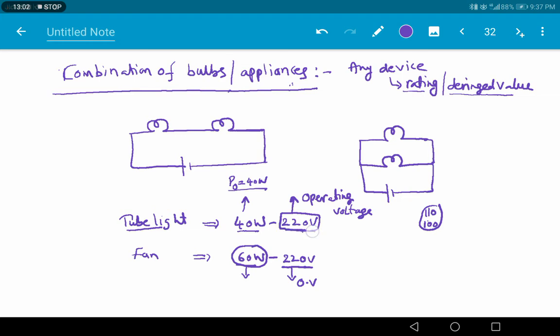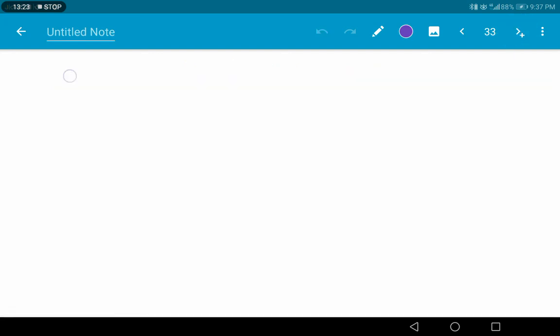Any device in our house has a particular rating. So without rating they won't design any appliance. Okay? The rating gives the information about the operating voltage and how much power is consumed by the device. So there is a use of this. So suppose a tube light of wattage 40 and operating voltage is 220 volt.